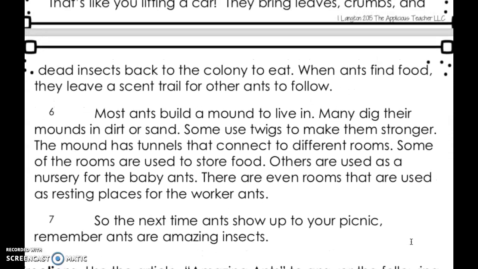Paragraph 6. Most ants build a mound to live in. Many dig their mounds in dirt or sand. Some use twigs to make them stronger. The mound has tunnels that connect to different rooms. Some of the rooms are used to store food. Others are used as a nursery for the baby ants. There are even rooms that are used as resting places for the worker ants. So the next time ants show up at your picnic, remember, ants are amazing insects.